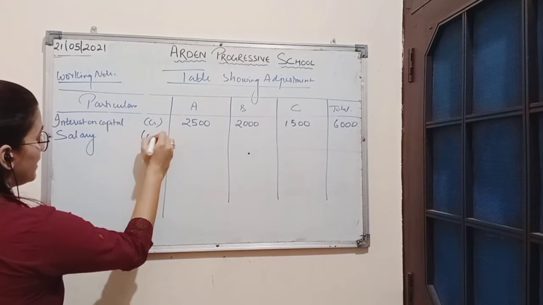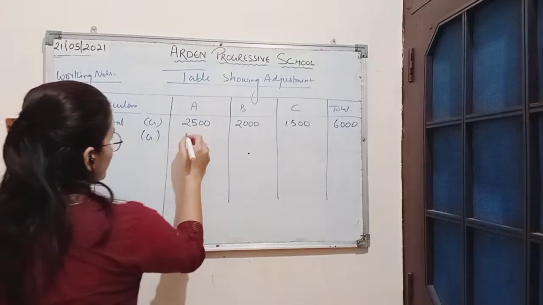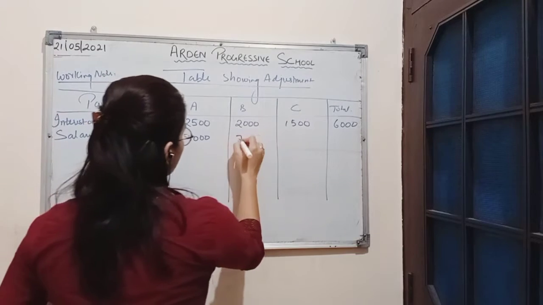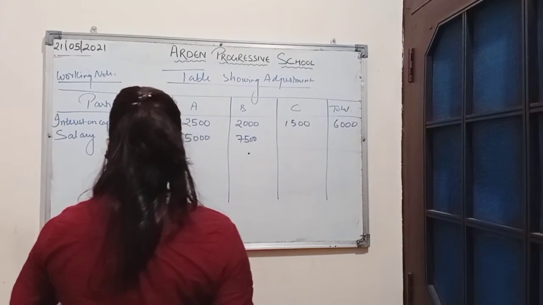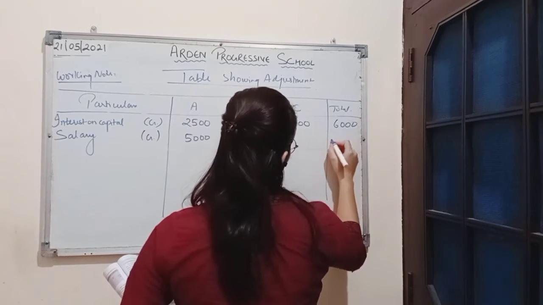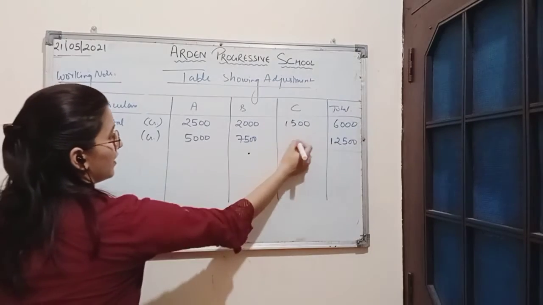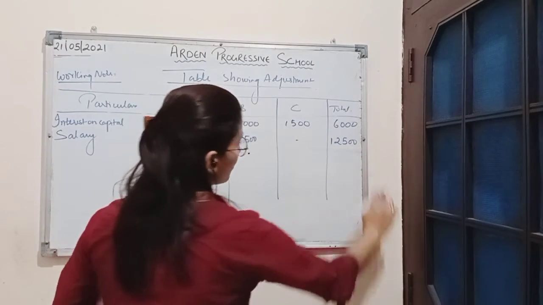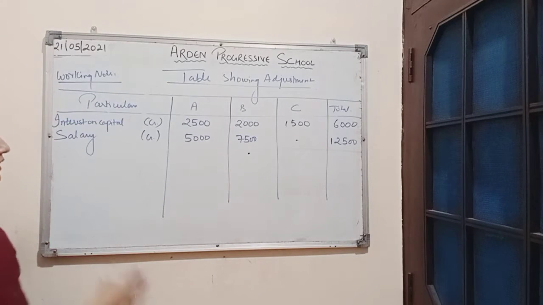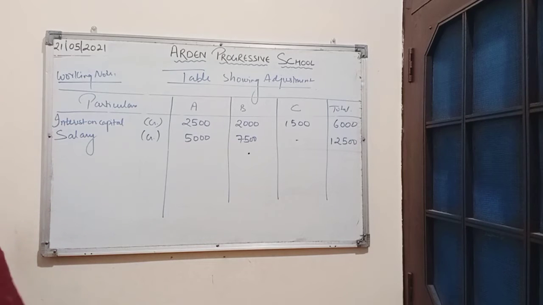Now, second credit item will be salary paid to the partners. This will also be credited. Now, salary paid to partner A is rupees 5,000 and to partner B is 7,500. So here total amount of salary which is to be paid by the firm to the partners will be 12,500. So the firm has made the error of 12,500 also because the firm has not recorded the salary paid to the partners. So this is also an error of appropriation.